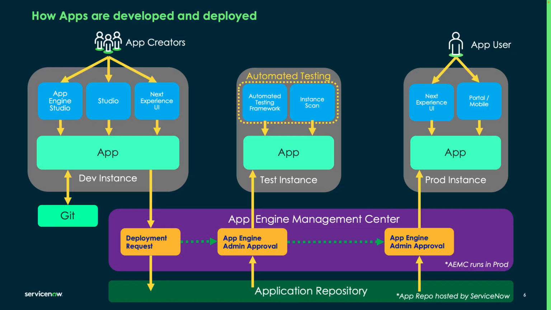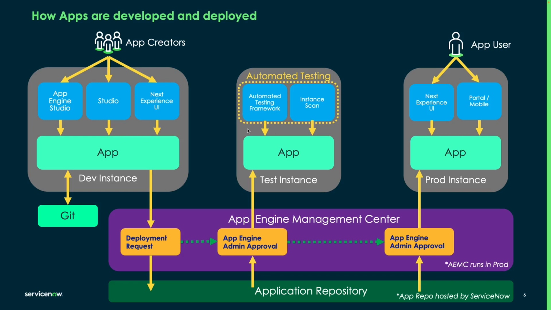And here is an illustration to show that. So when Nicole submitted that deployment request to the App Engine Management Center, here's where we're at now. We did this approval, and it's going to check the app into what we call the application repository. It's going to go to the test environment, and it's going to deploy that app from the application repository to the test environment. It will then run the automated test framework.